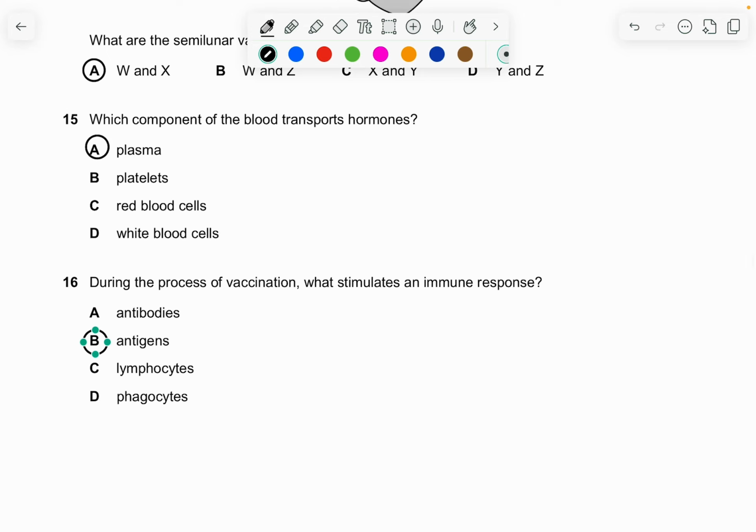Because when you actually inject the vaccines, it's always an inactivated form of, let's say, the virus or the bacteria. Then when these antigens come in contact with your immune system, your immune system will react to it, and then it will produce antibodies later on. Alright, so antigens is the first answer.